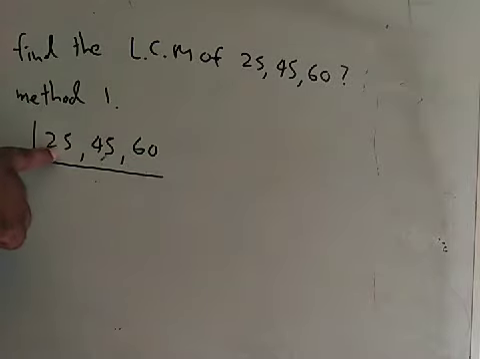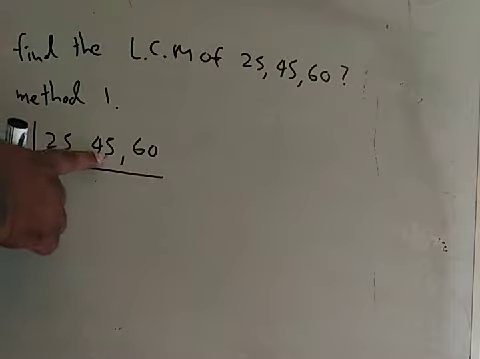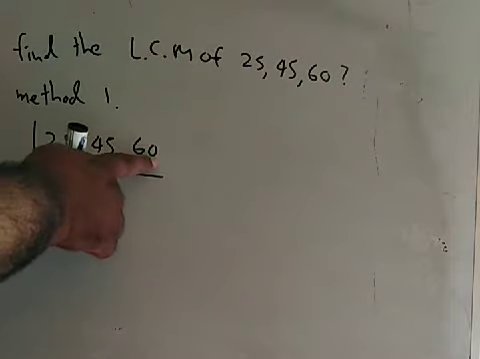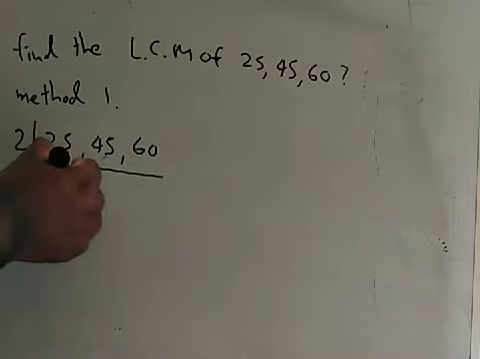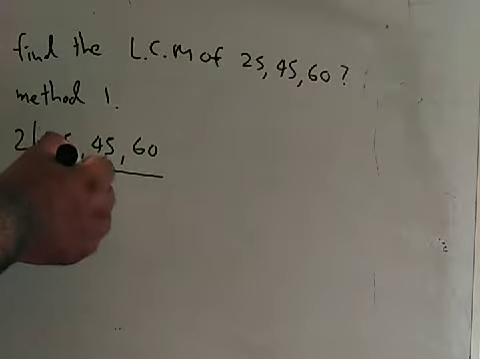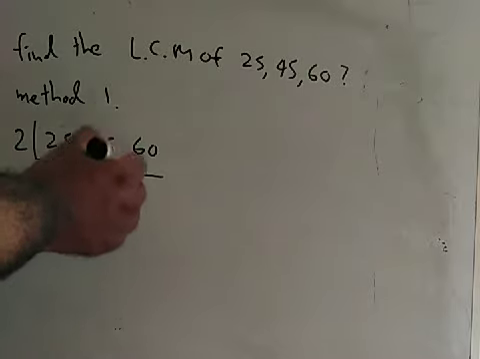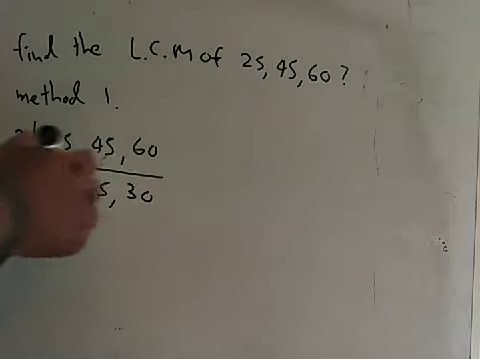Here 25 can't divide by 2. Then 45 also can't. But 60 can divide by 2. No? Therefore let's divide by 2. When 25 divided by 2, 1 remain. Therefore 25. Then 45 divided by 2, 45. Then 60 divided by 2, 30.